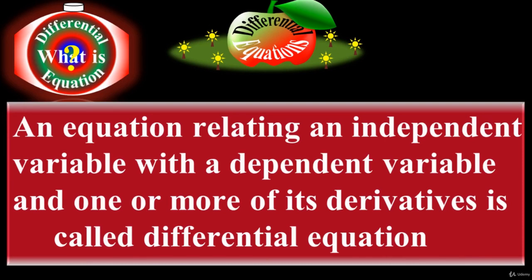It means that whenever you see an equation which deals with the relation of independent and dependent variables, it is called differential equation. But how does a differential equation look like? I will show you the mathematical representation of differential equation. We have a simple equation dy over dx plus x squared times y equals 0. It is a differential equation.